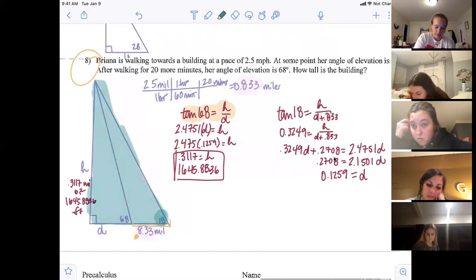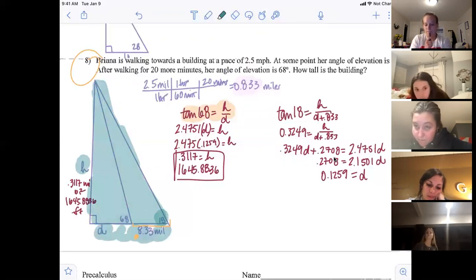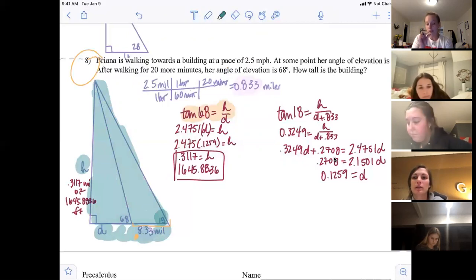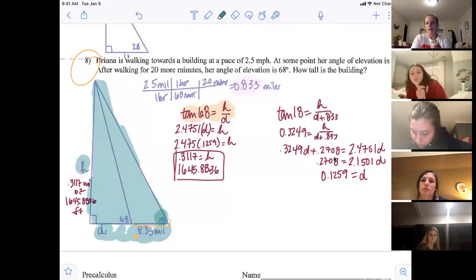So tangent of 18 equals h over d plus 0.833. Question? So we do the left triangle first and then the whole thing? Yeah, think about the small triangle first and then the big triangle. Okay. And then I took that small triangle and found just h, and then I substituted that into the other triangle.